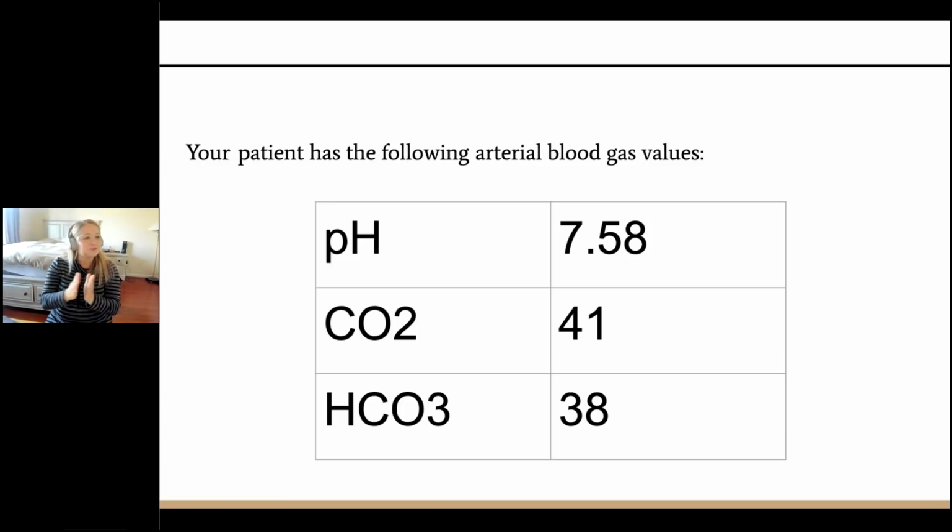It is absolutely uncompensated. Very good job, everybody. You see that the pH is out of normal range. So you know right off the bat, you don't have to look at anything else. The body has not brought this back to normal yet. It is uncompensated. Okay, step 2, is it acidotic or alkalotic?